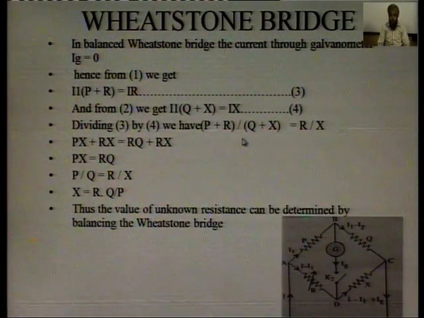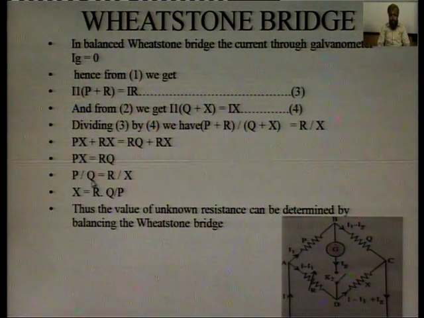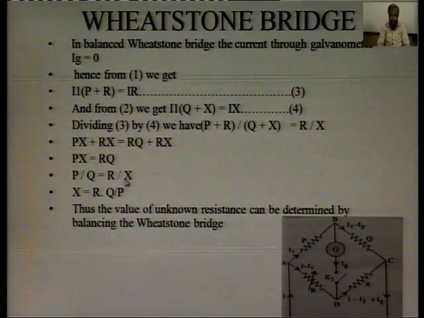If we cross multiply this, the equation becomes Px plus Rx equals Rq plus Rx. Rx will be cancelled out, and the equation will become Px equals Rq. So this becomes P upon Q equals R upon X. As we know, the values of P, Q and R are known, and the value of resistor X is unknown. So we can derive the formula X equal to R into Q upon P. So the value of unknown resistance can be determined by balancing the Wheatstone bridge.